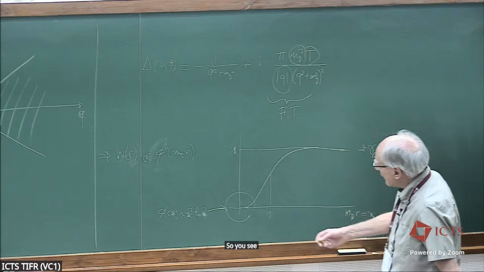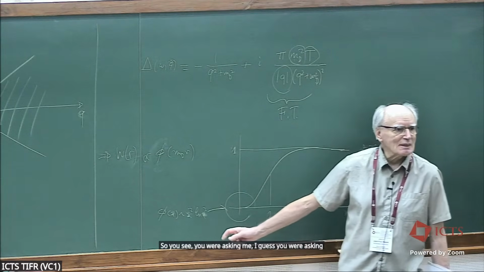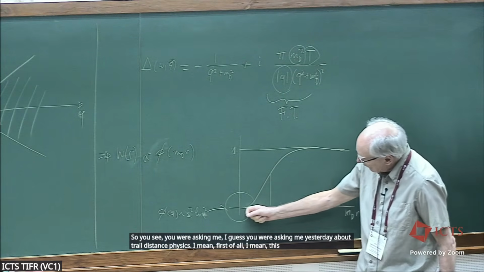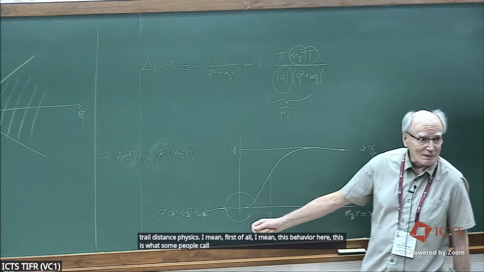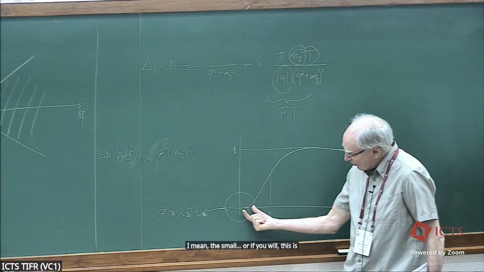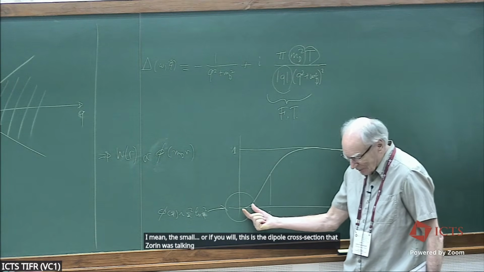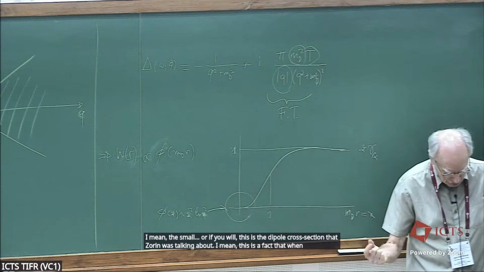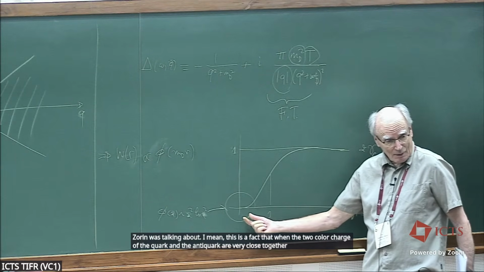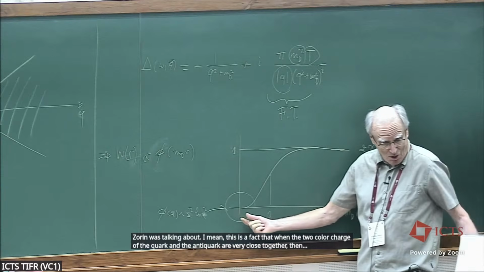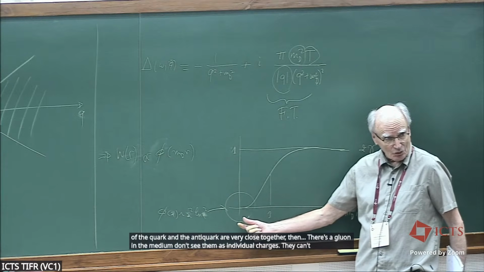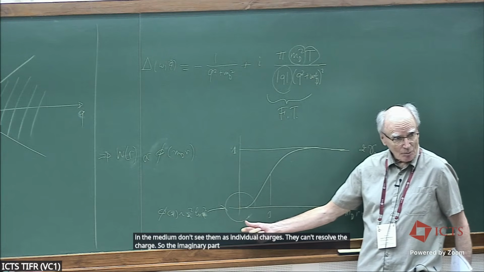So you were asking me yesterday about short distance physics. First of all, this behavior here is what some people call the color transparency effect, or if you wish, this is the dipole cross-section that Zoran was talking about. When the two color charges of the quark and the antiquark are very close together, then the gluons in the medium don't see them as individual charges. They can't resolve the charge. So the imaginary part goes to 0.